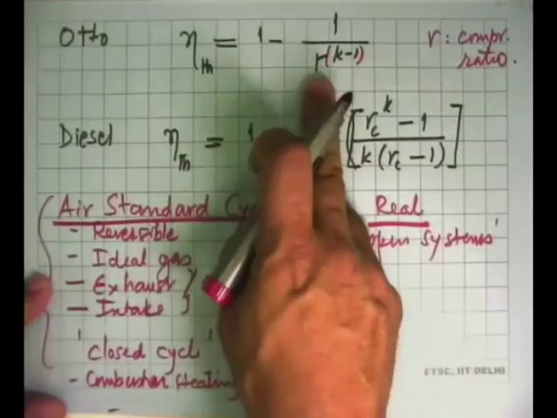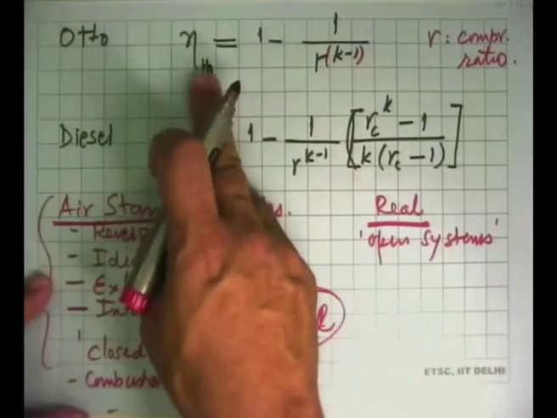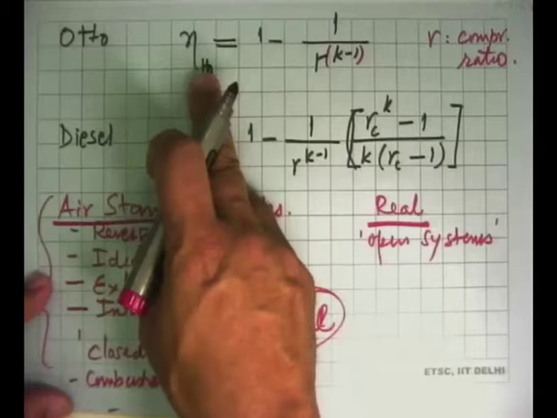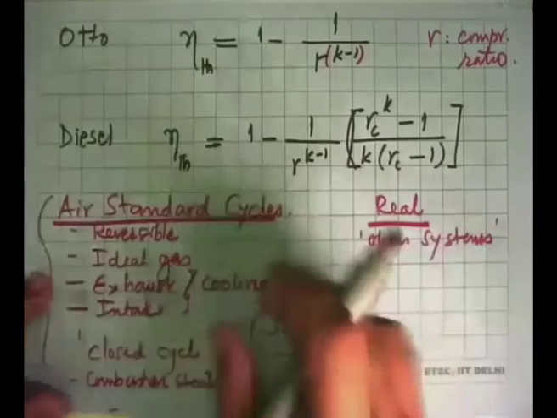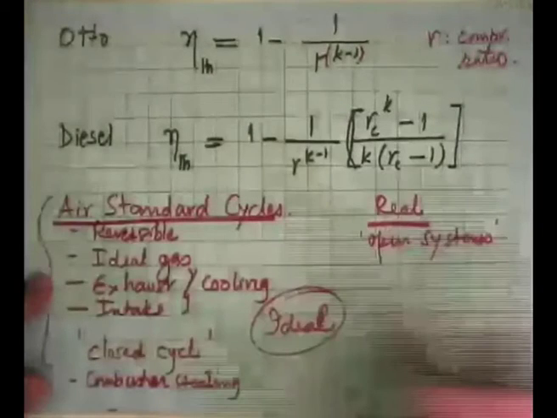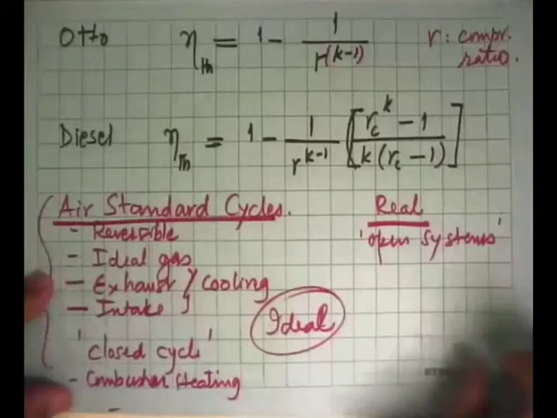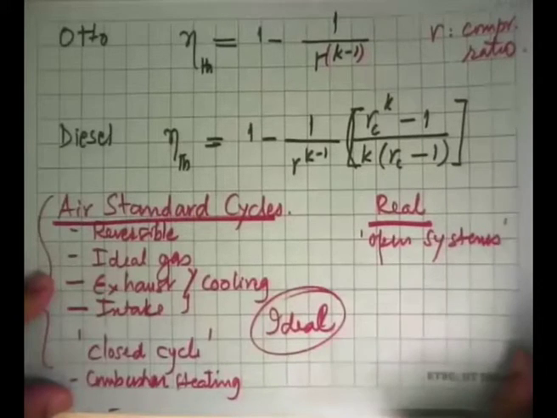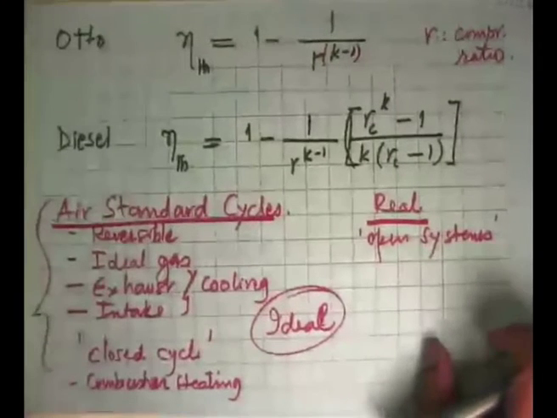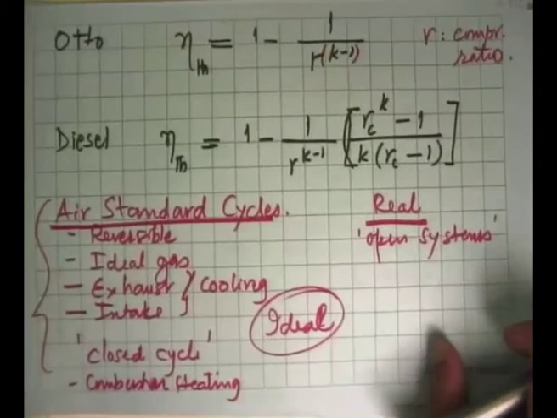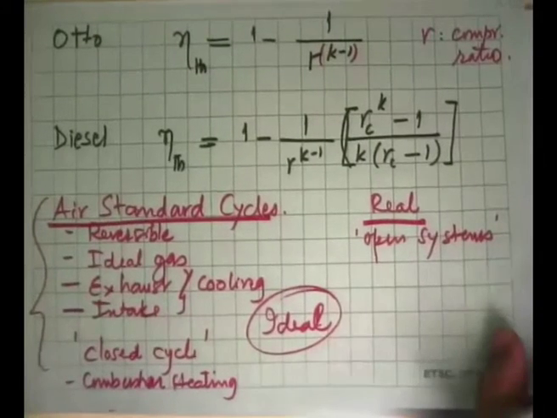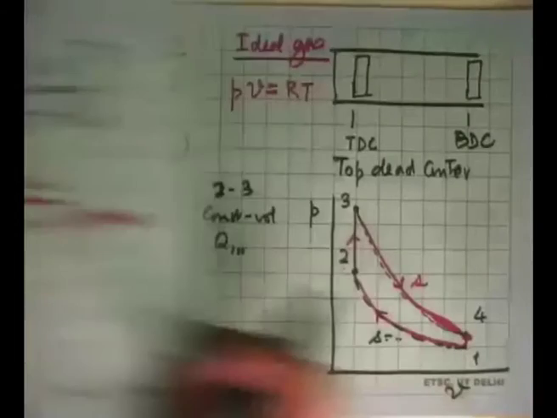When you keep increasing R, gradually the efficiency goes up. As R gets higher and higher, the thermal efficiency doesn't increase that much. The benefit of pressure is getting lost.